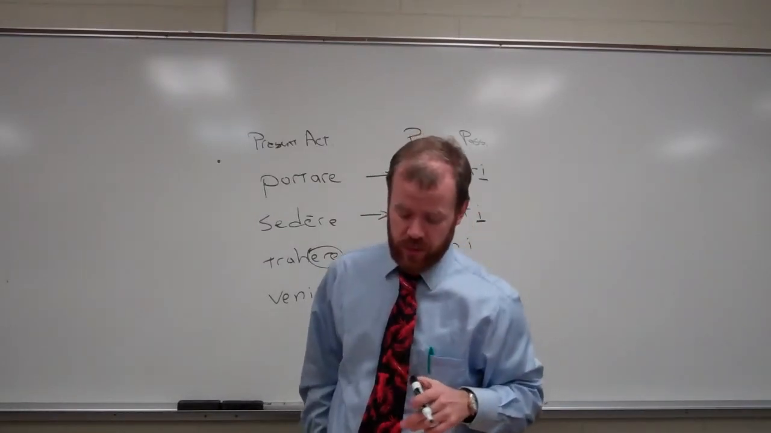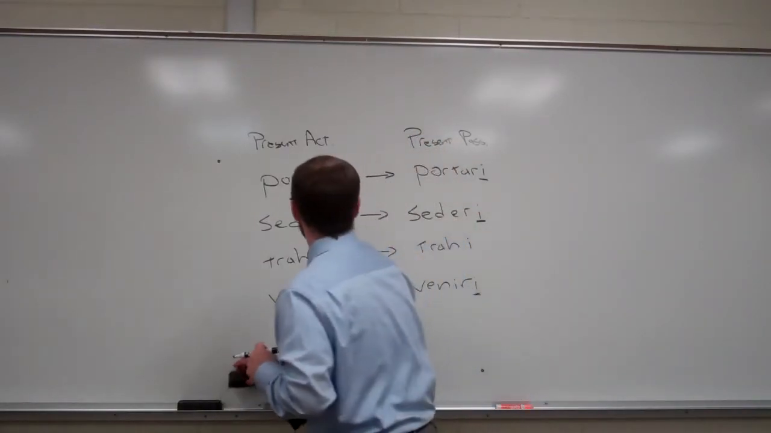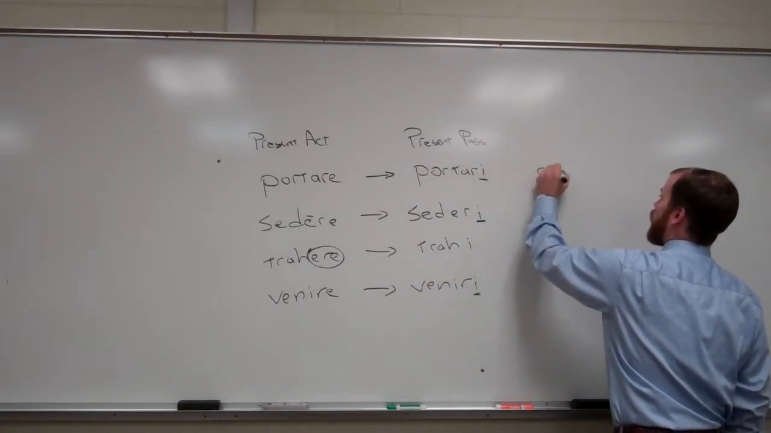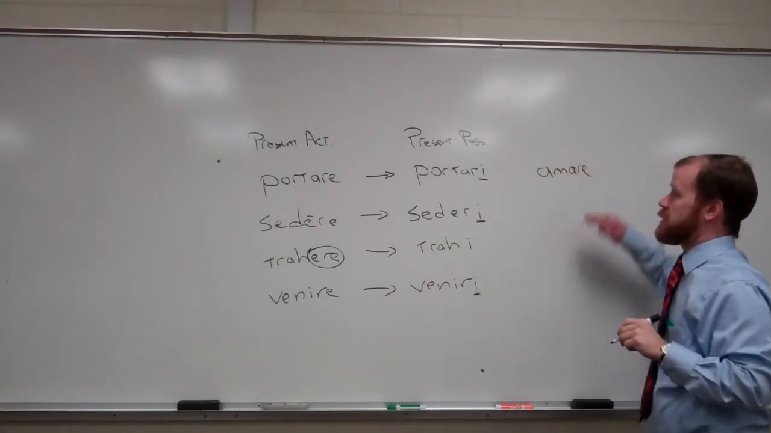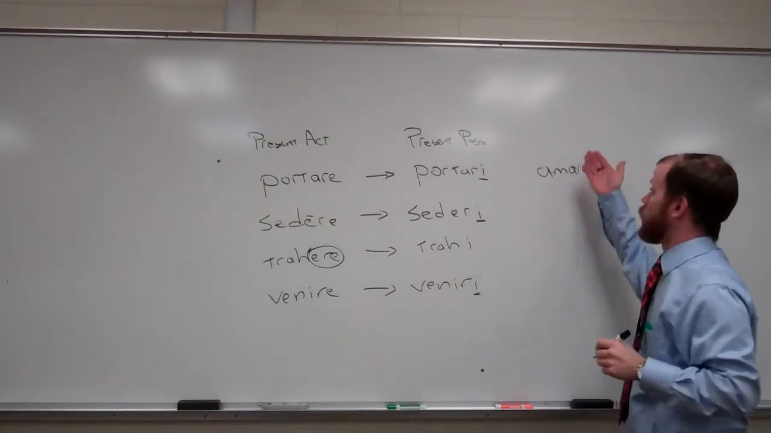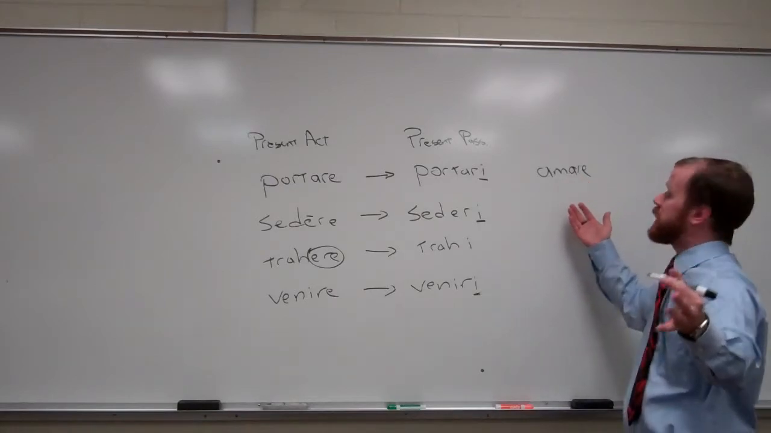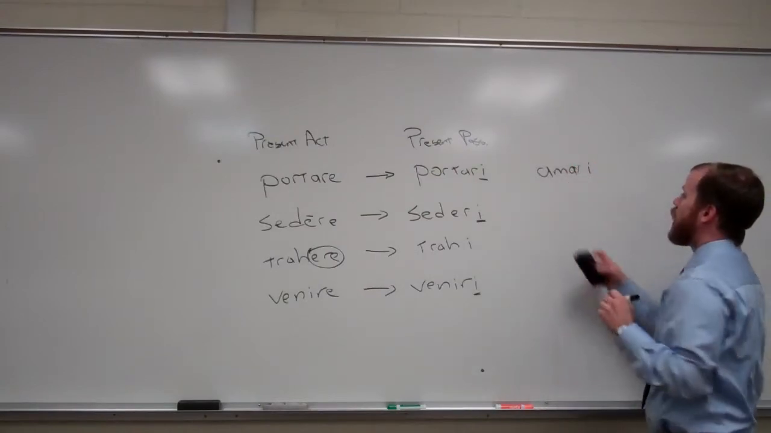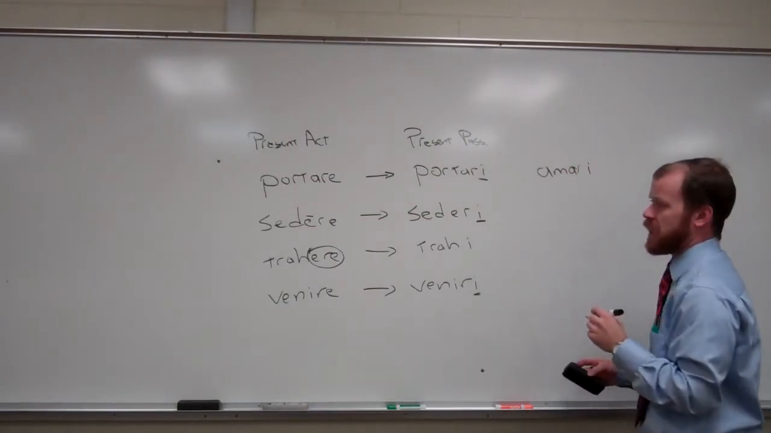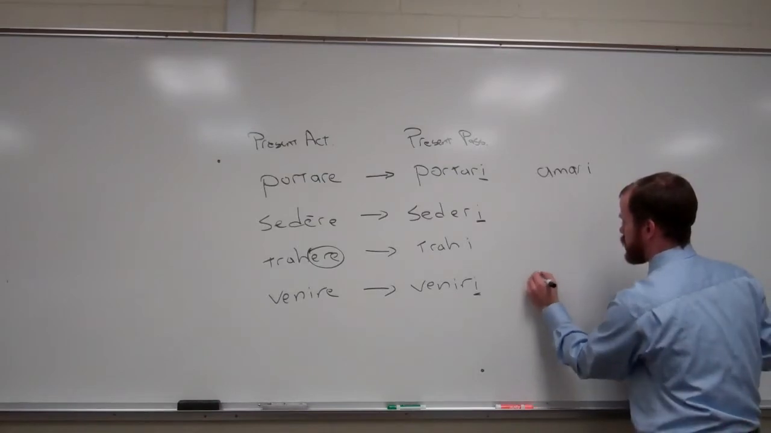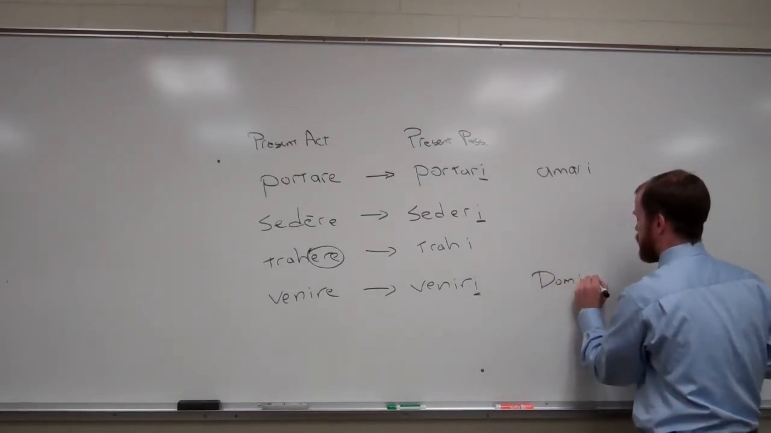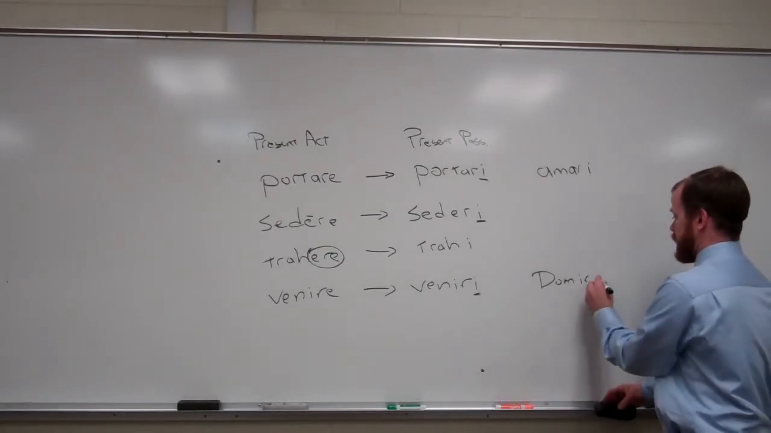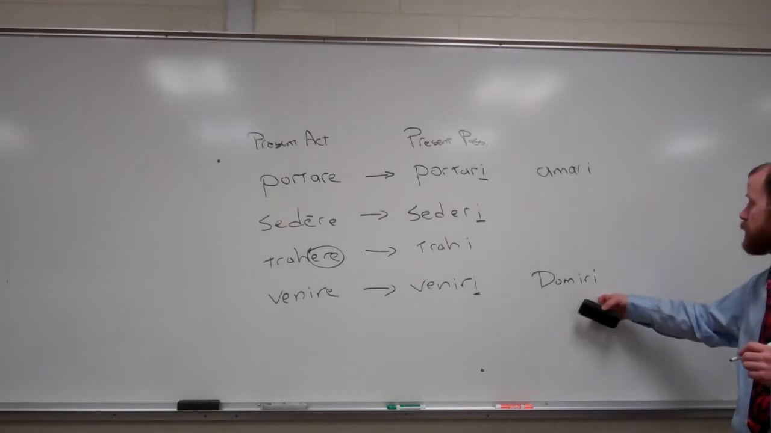Alright? So if we were to take some examples, let's do some other ones here. If I were to ask for amare to be in the present passive infinitive, what would you chop off? That's right, the E. You would add an I, and so you get amari. Alright, let's take dormire. We're going to chop off... That's right, the E. You add the I, exactly, and you have dormiri.